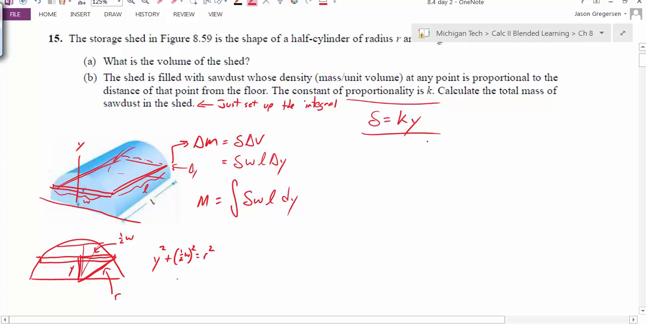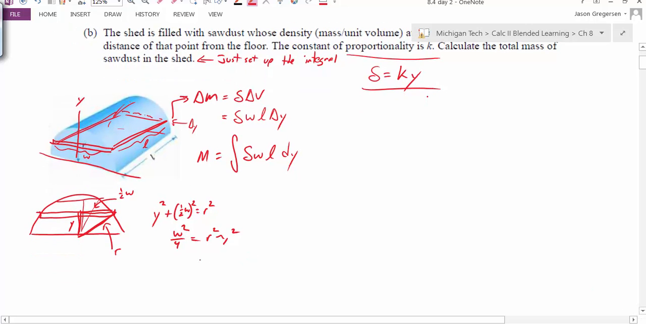This is going to be w squared over 4 equals r squared minus y squared. Then I'll take the square root, and I'll get w over 2 equals the square root of r squared minus y squared. And so w equals 2 times the square root of r squared minus y squared.